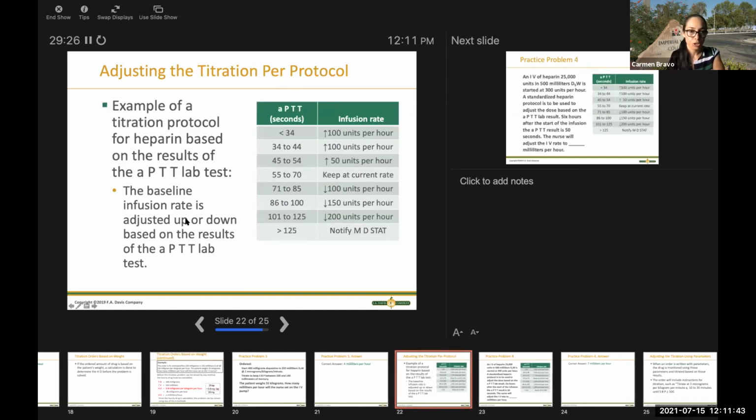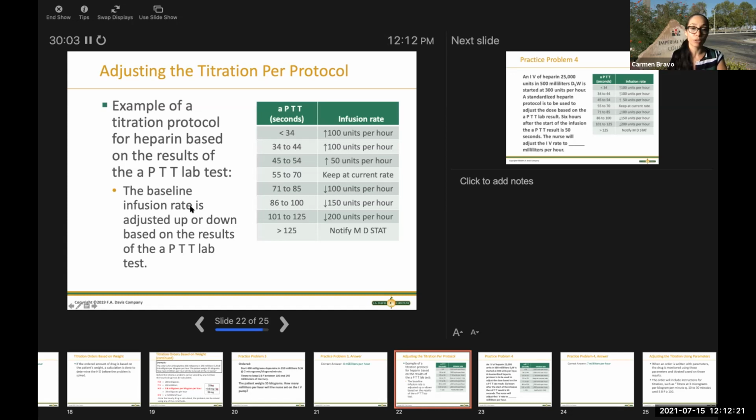And then the last portion of this chapter is when we have to adjust titration per protocol. So this is a protocol, you guys. It's really nice, very cool, very convenient. I love it. This is an example of a protocol on a medication, heparin. Heparin is a really strong anticoagulant, so it thins out the blood. So as we are thinning out the blood on the patient, we have to constantly be getting blood work to see how thin the blood is.